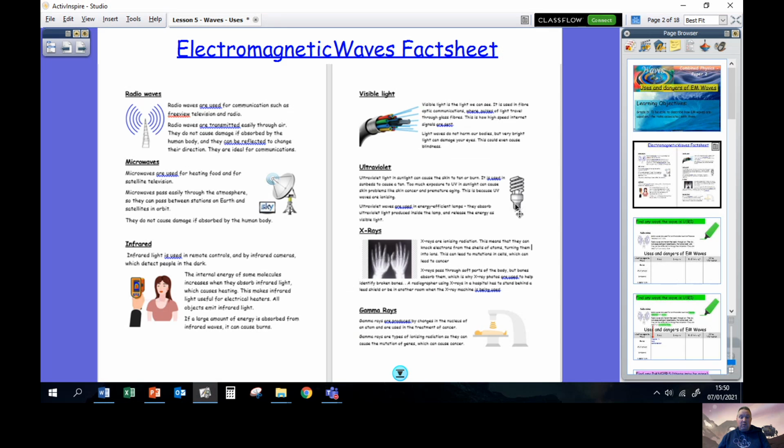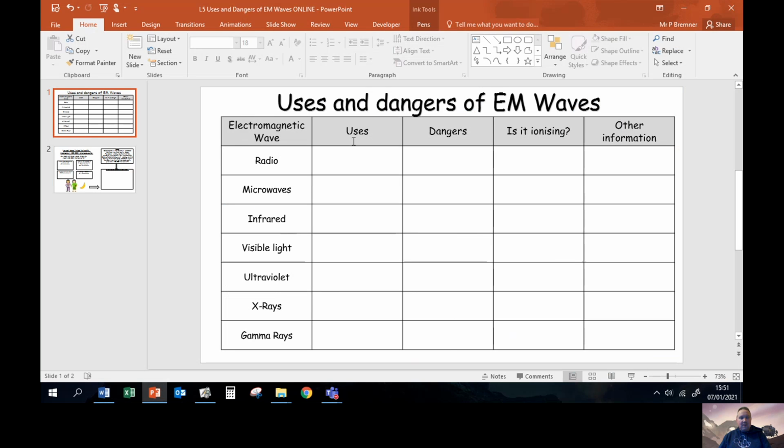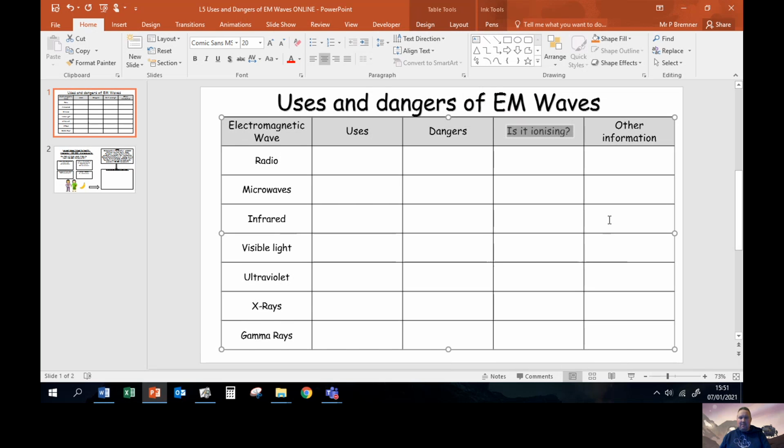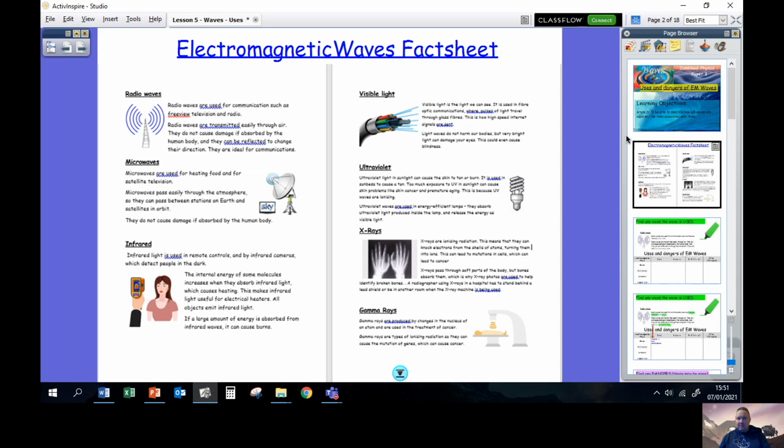A lot of the stuff we're doing today is really over to you to do a bunch of research about how we use the different sorts of electromagnetic wave. For each wave, if we look on our worksheet, we're going to need to find out how we use it, any dangers that might come from that sort of wave, and whether this type of wave is ionizing, whatever that means, although you might recognize the word ion from your chemistry lessons, and any other information about this sort of wave. So let's see how we can fill out this research sheet.